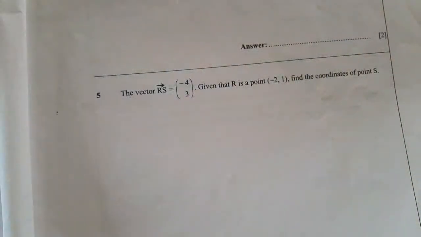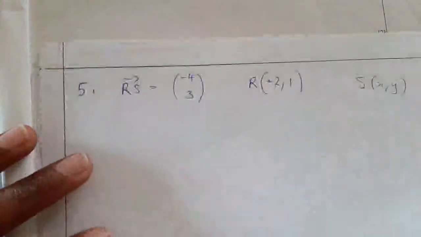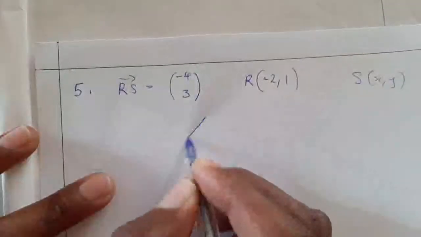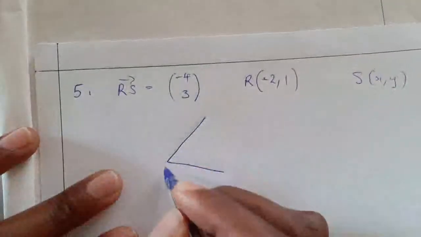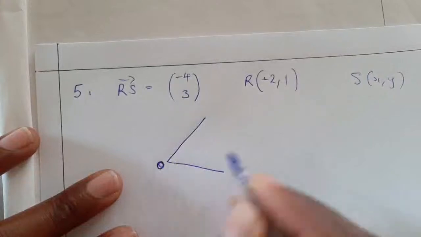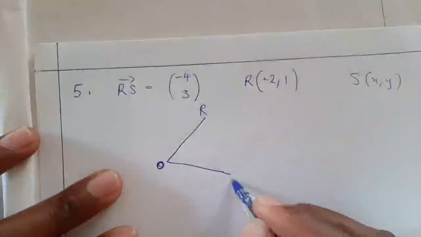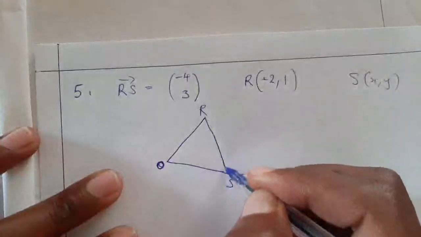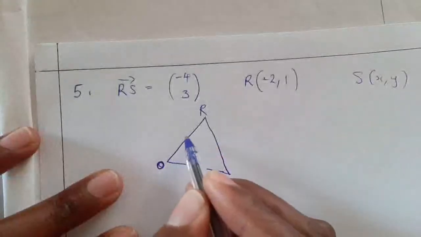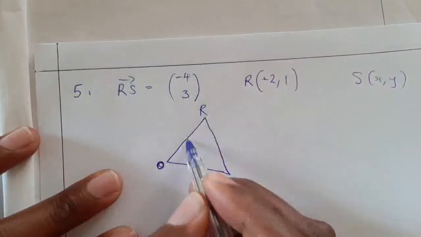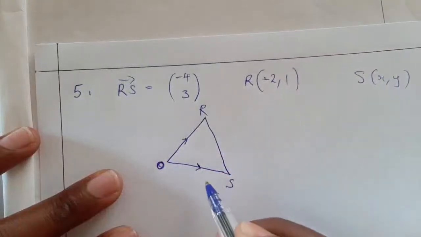Now this question, the way you're going to handle it is in the form of position vectors. Position vectors always start from the origin. So I'm going to draw this shape from the origin to my two vectors, in this case R and S. Then I'm going to connect these. The arrows are supposed to be like that.